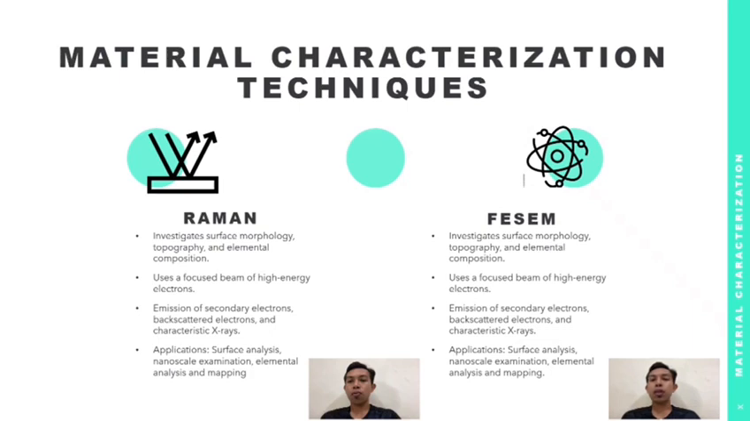FESEM uses a focused beam of high energy electrons to interact with a sample surface, generating secondary electrons, scattered electrons, and characteristic X-rays. This technique allows for examination of features such as surface roughness, cracks, and grain boundaries. Additionally, FESEM combined with energy dispersive X-ray spectroscopy provides elemental analysis and mapping, revealing the composition and distribution of the elements within a sample.